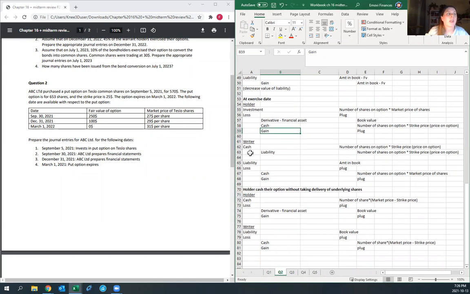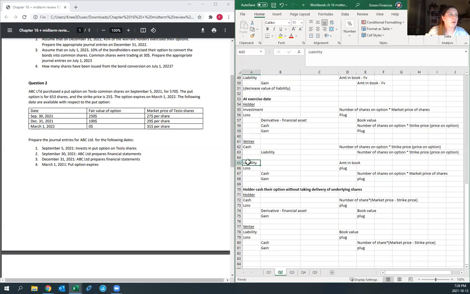For the writer, what happens here is that they are receiving the cash from the holder, but then they're paying the market price for the shares that the holder is buying. So there are two transactions. The first transaction is the money that they're receiving from the holder. That's going to be the number of shares on the option times the price on the option. And then liability, same amount.